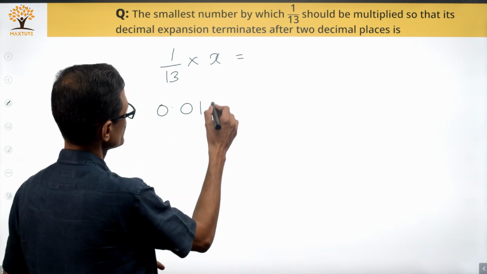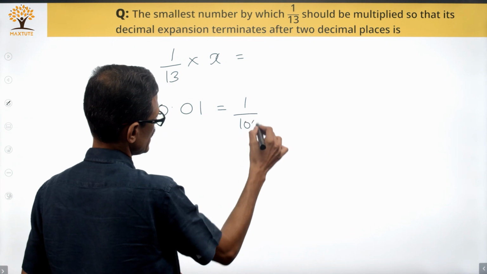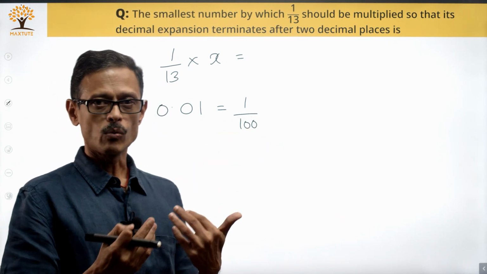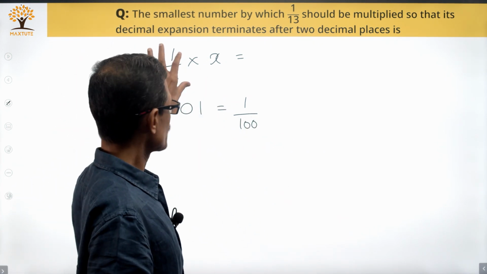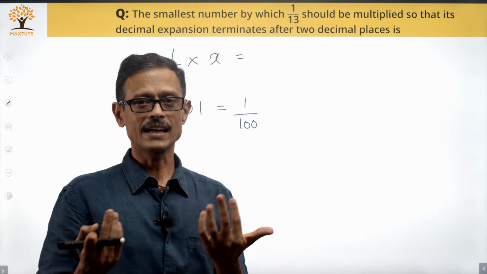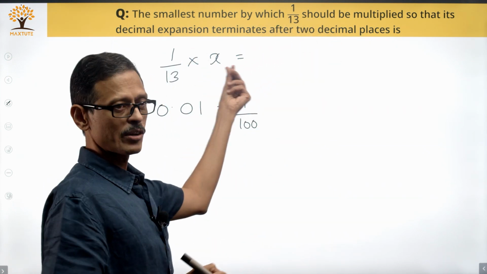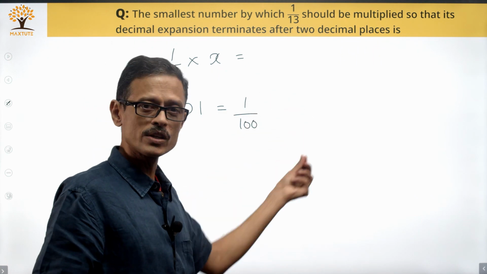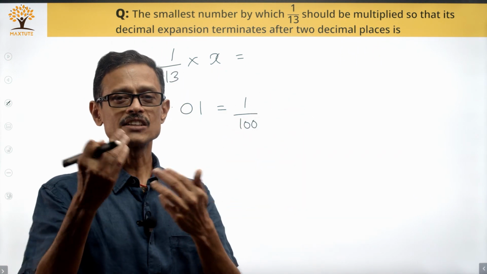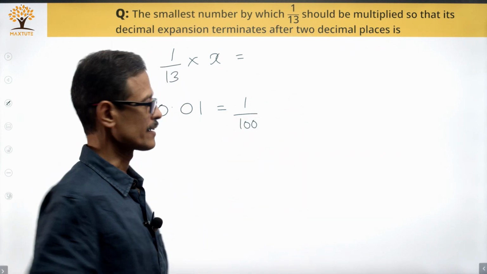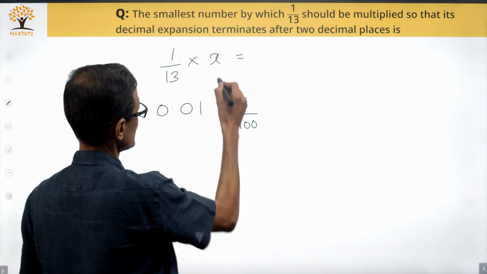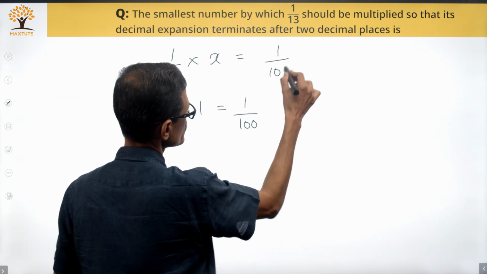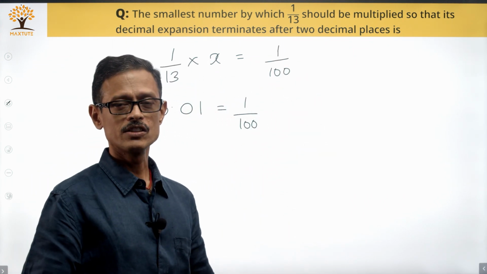What's the fractional equivalent of this? The fractional equivalent of this is equal to 1 by 100. Now what we want is, if we can get 1 by 13 into x to be equal to 1 by 100, that's the least value that x can take, because the final answer is the smallest 2-digit terminating decimal you got. Let's see whether that's an answer option. So 1 by 13 times x should give us the smallest 2-digit terminating decimal, which is 1 by 100.